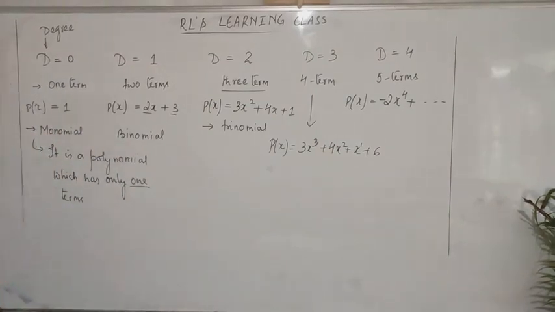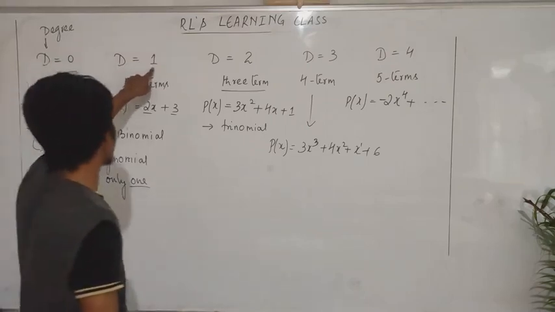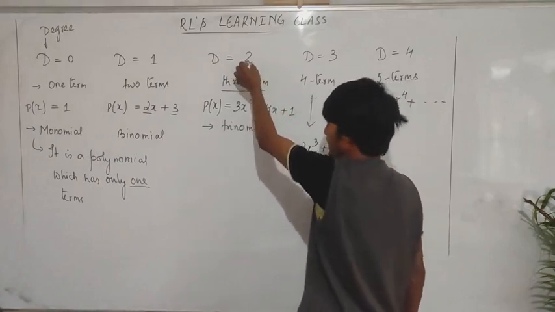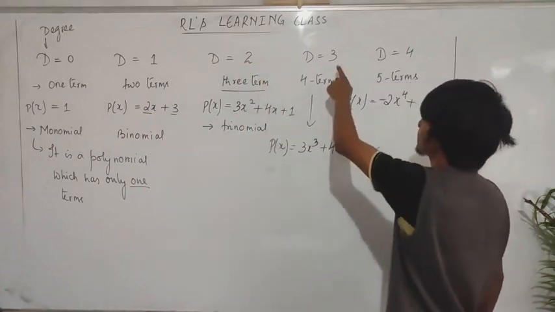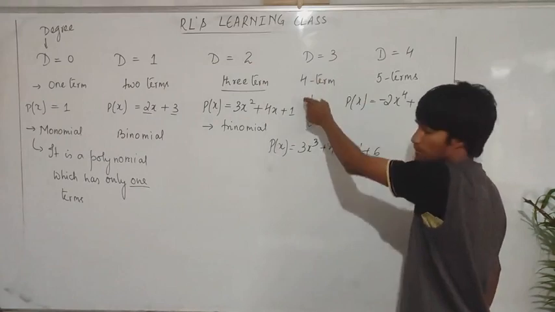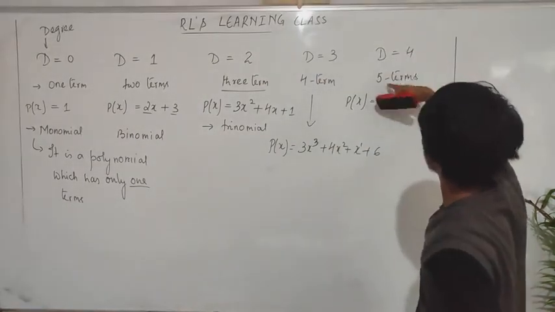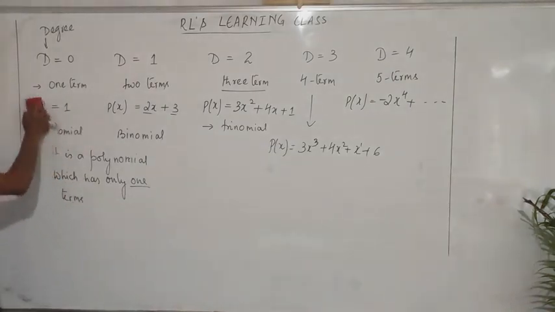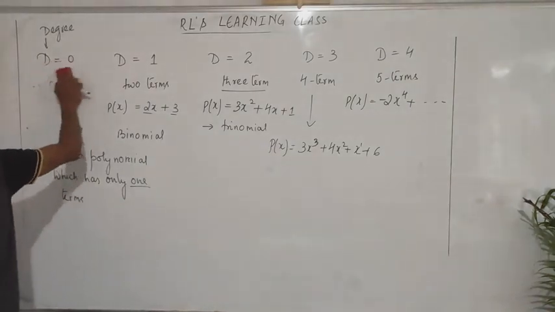Okay, and don't confuse this because when we solve the exercise, then we'll make use of this. Let's remember when the degree is equal to 0, then it has only one term. When the degree is equal to 1, it has 2 terms. When the degree will be 2, then it has 3 terms. The degree will be 3, then it has 4 terms. The degree will be 4, it has 5 terms. Okay, I brought this one. Then we'll come to the next part.